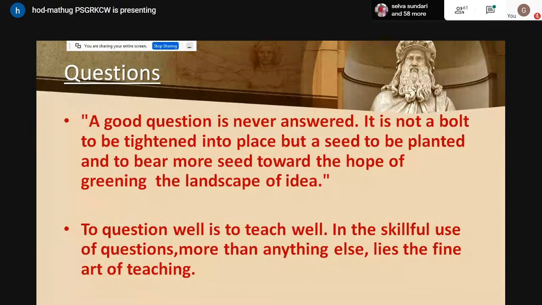Okay. So, next, who can ask a good question? Only a good teacher can ask a good question. To question well is to teach well. Only when you teach well will you be asking a very good question paper. You will be confident to meet the in-semester examination.